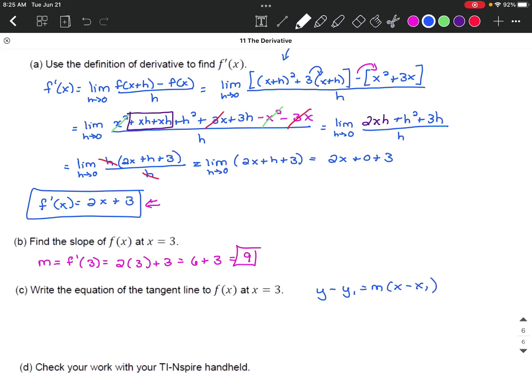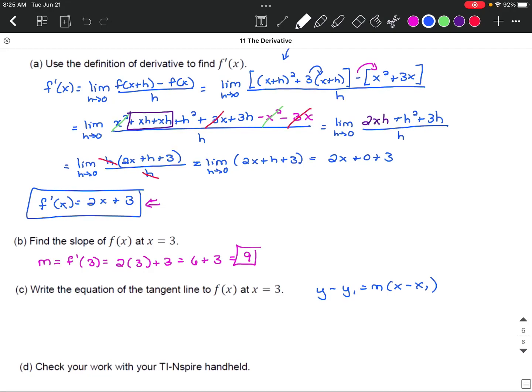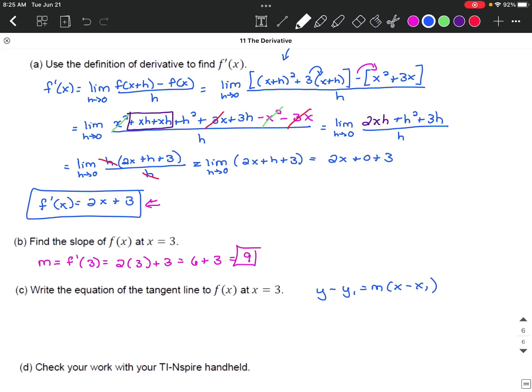That's everybody's favorite form of the equation of a line now, right? If you didn't get converted during pre-calc, I will convert you this year. This is your favorite form of the equation of a line. We know that the x value we want is 3. We need a y value, and we need a slope. We just found in part B that the slope, which is the derivative at 3, was 9.